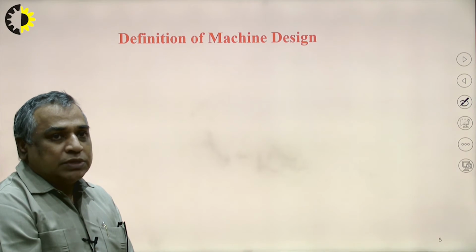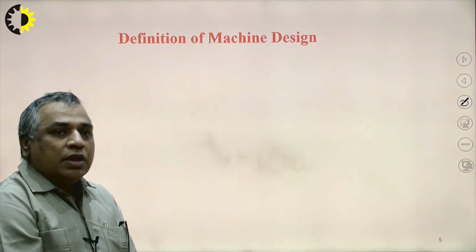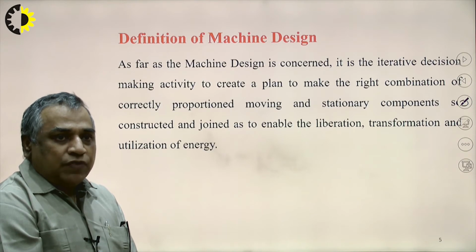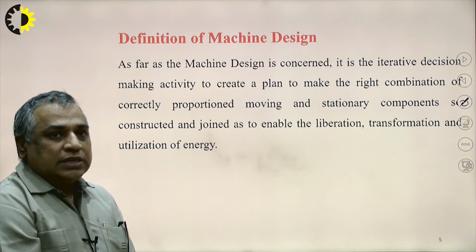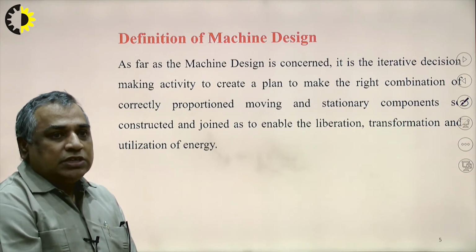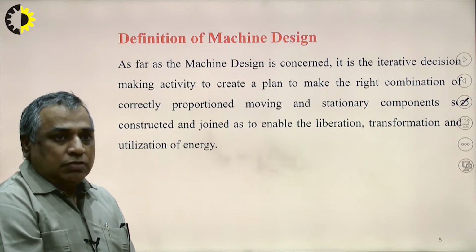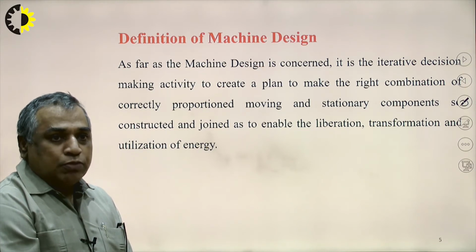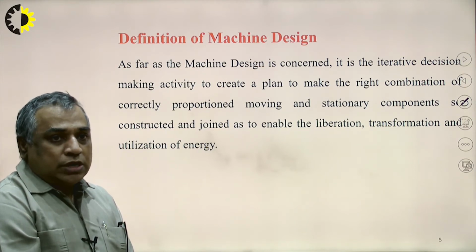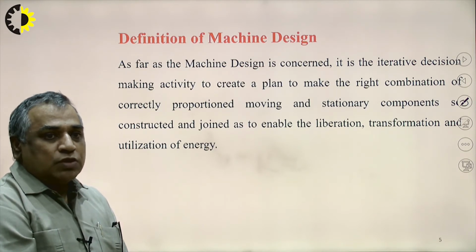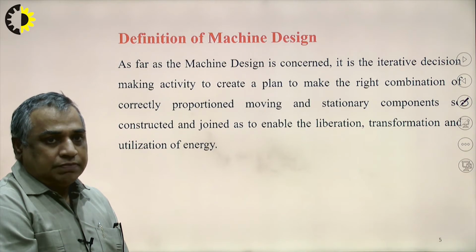Next we move to machine design. In the definition of machine design, we confine ourselves to the design of the various elements of the machine. In fact, machine design is an iterative decision making activity to create a plan to make the right combination of correctly proportioned moving and stationary components, constructed and joined so as to enable the liberation, transformation and utilization of energy.